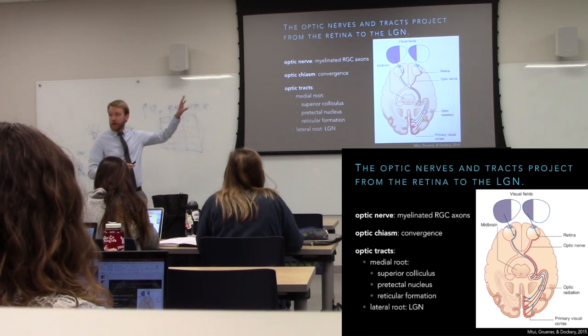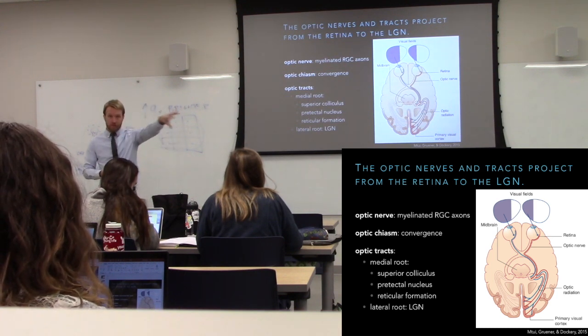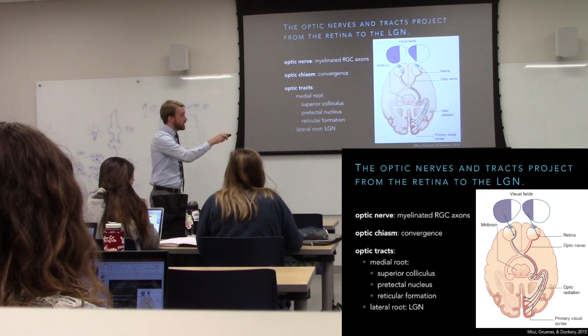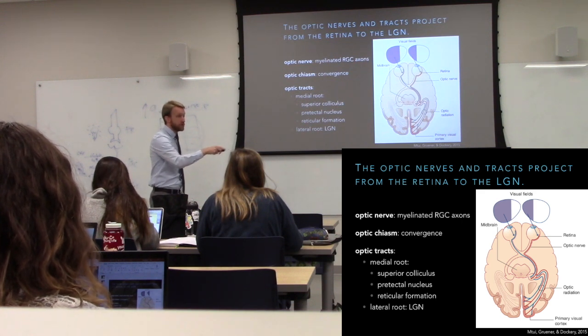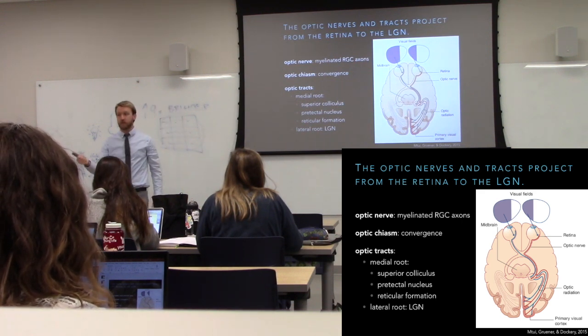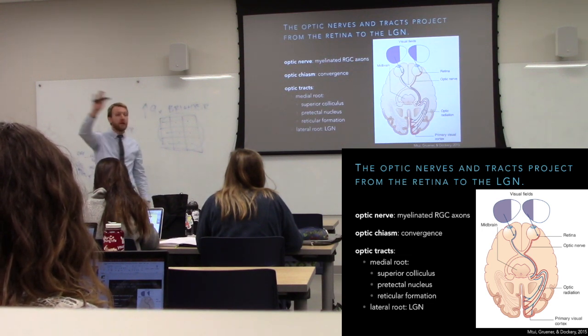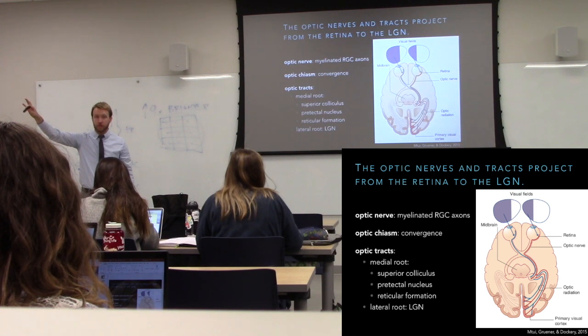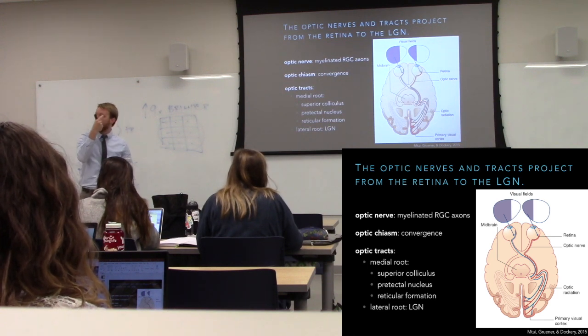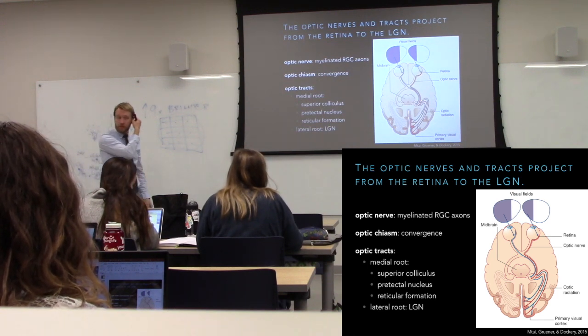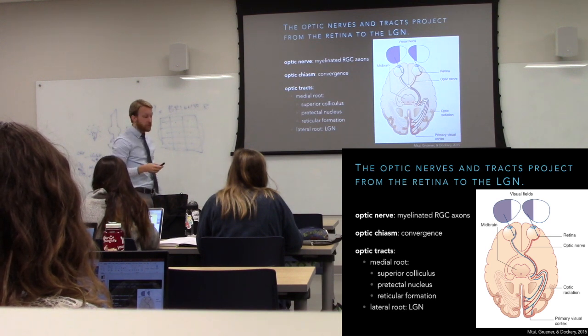So everything on the left of what we're seeing with both of our eyes is going to be projected contralaterally over to the right lateral geniculate nucleus and the right primary visual cortex. Everything on the right side of our visual field hits the left side of our retina and heads over to the left lateral geniculate nucleus and left primary visual cortex.